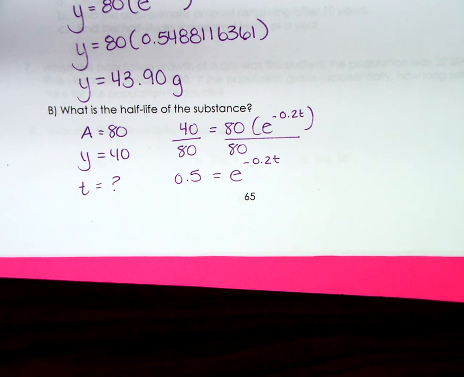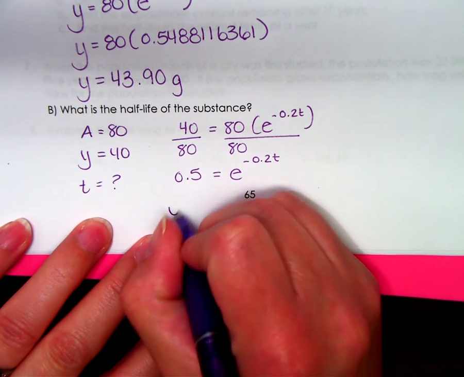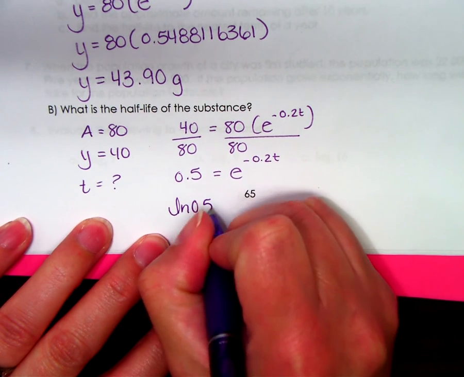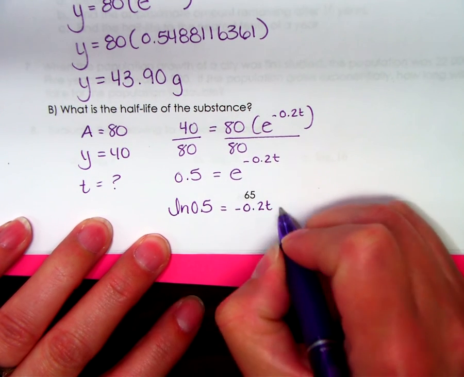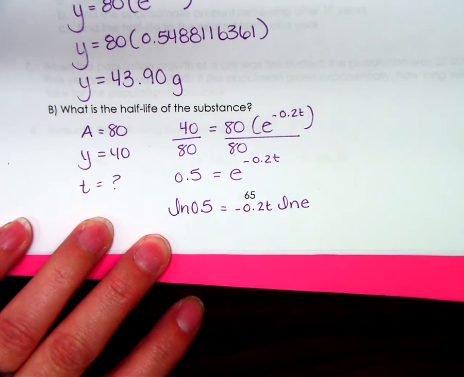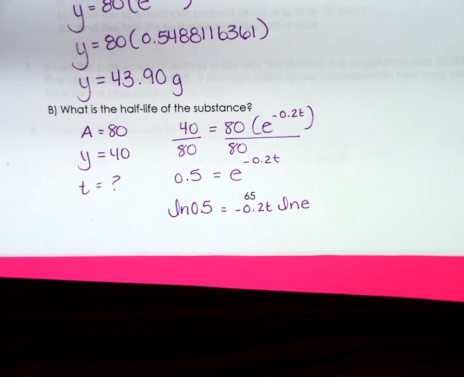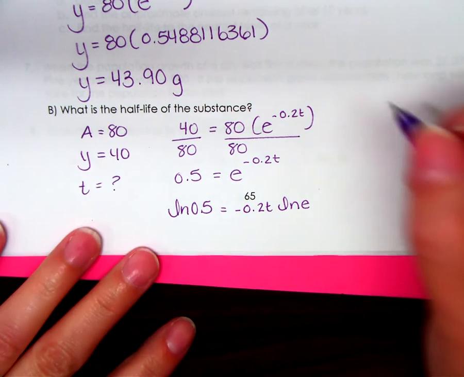And what kind of log are you doing? Natural, because we have an E. And I'm going to skip a step, and I'm going to do my power law while I'm here as well. I skipped the power.